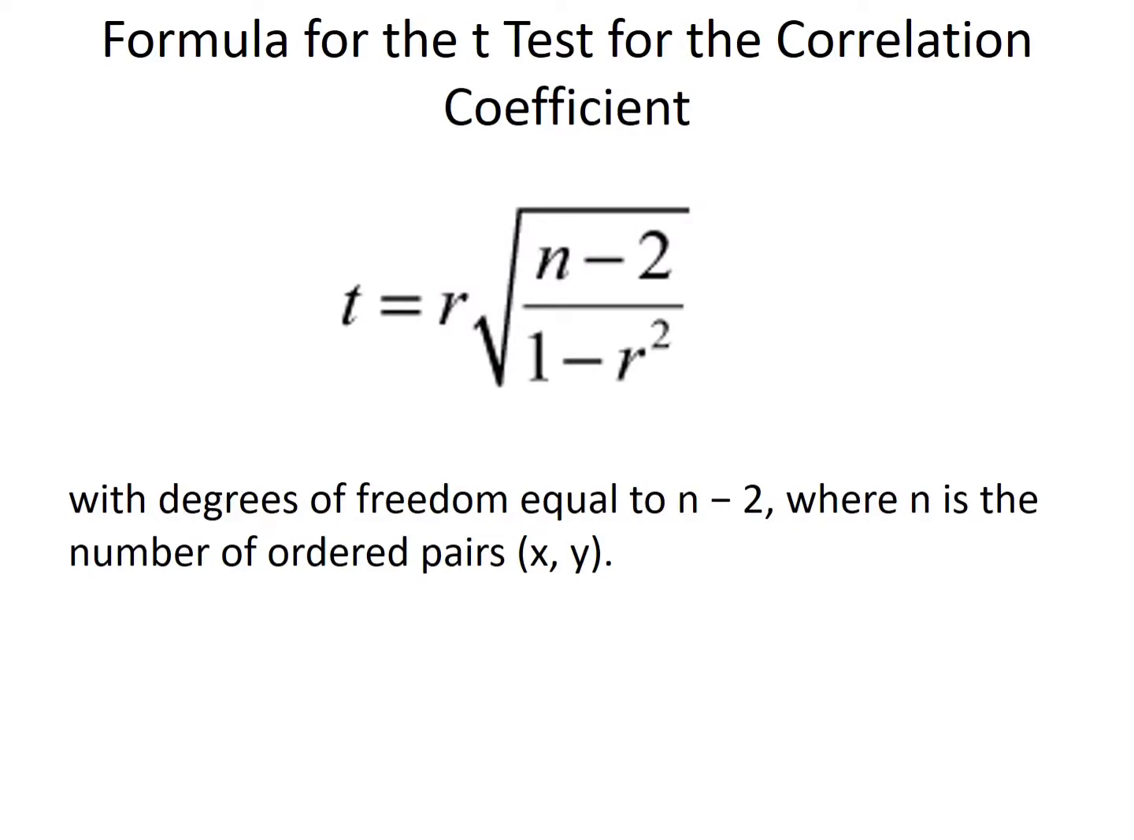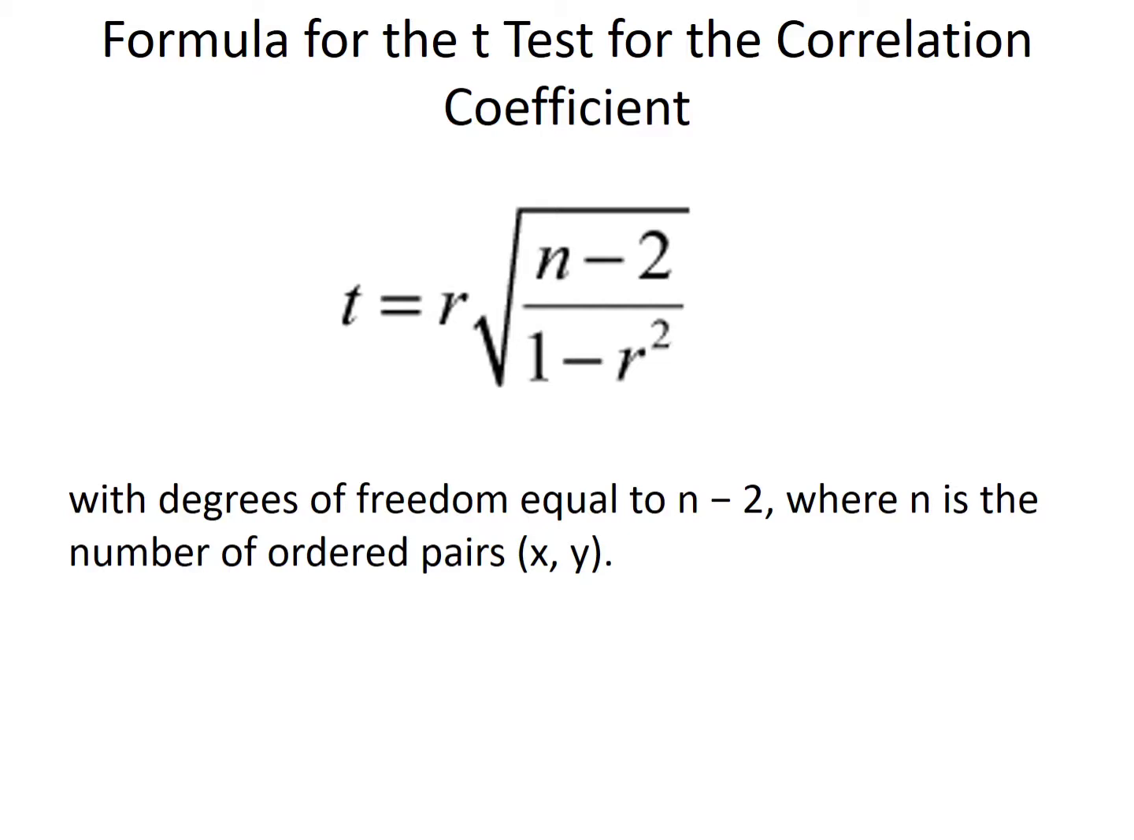Formula for the t-test for the correlation coefficient: t equals r times the square root of n minus 2 divided by 1 minus r squared. Again, r would be our correlation coefficient, n would be our sample size, with degrees of freedom equal to n minus 2, where n is the number of ordered pairs x, y.